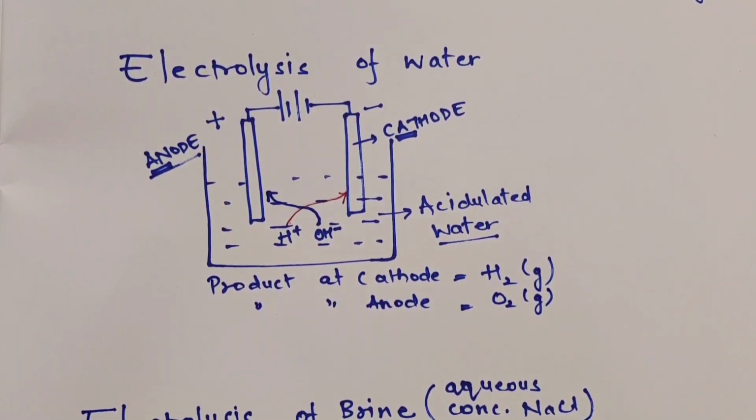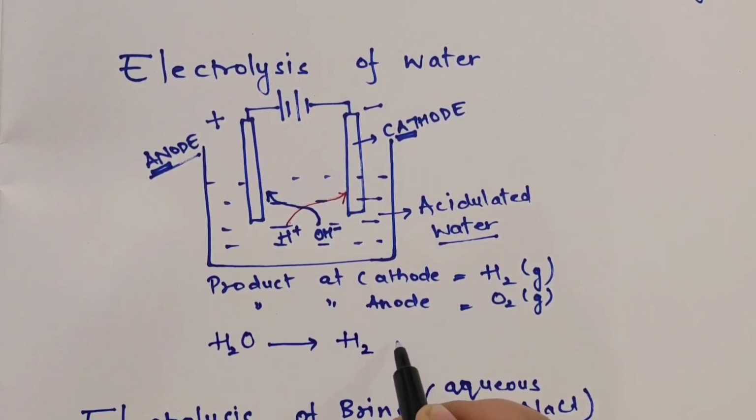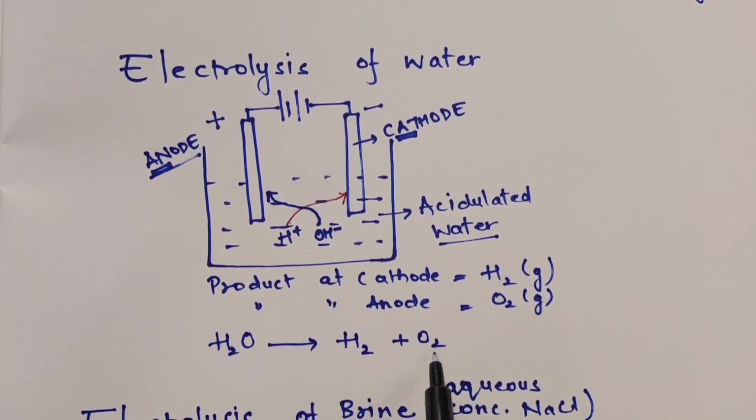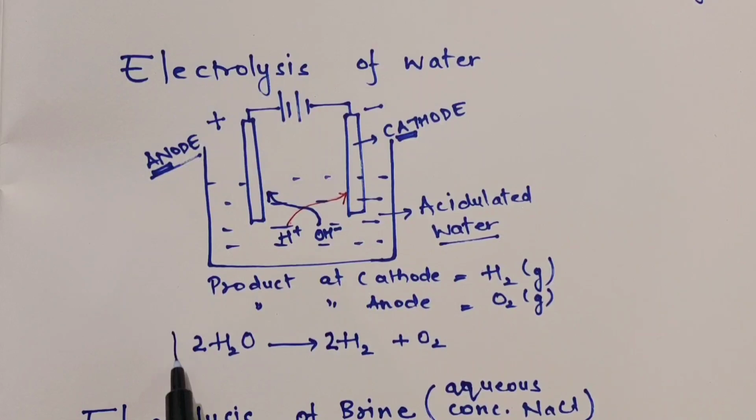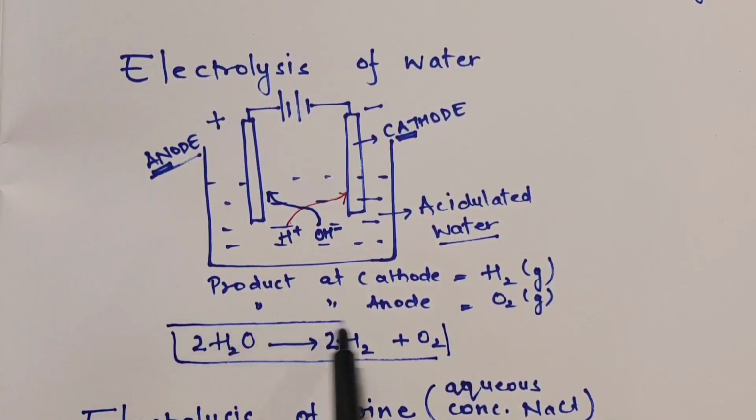How it happens, what transfer of electrons took place, that you don't need to know. But definitely what you need to know is the overall reaction. The overall reaction is water breaking into hydrogen gas and oxygen gas. Now just balance it. There are 2 oxygens, so put a 2 in front of water, and now there are 4 hydrogens, so put a 2 here. So this is the balanced reaction that you should know and you should mention.